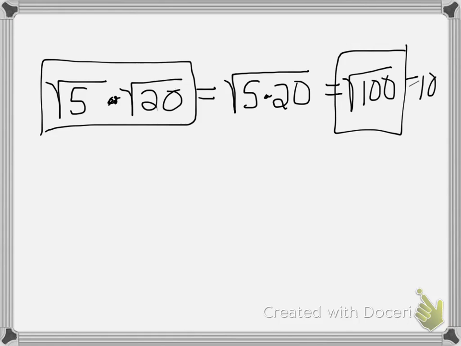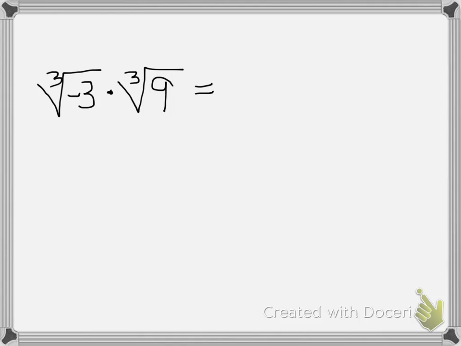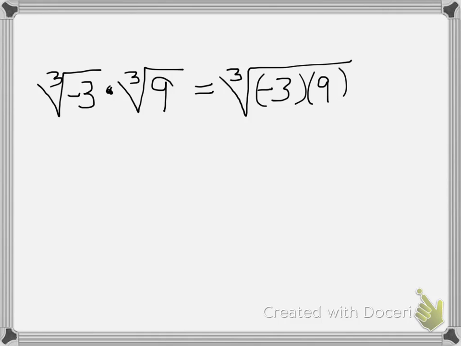So if I take the cube root of -3 times the cube root of 9. Now remember the index is that little 3, and so for the cube root, you want to think of something that multiplies times itself 3 times. Well, the -3 and the 9 doesn't really help you, but watch what happens when you multiply them together, because you know that if you have a radical times a radical, you can put them underneath the same radical and multiply them together. Well, 9 times -3 is -27.